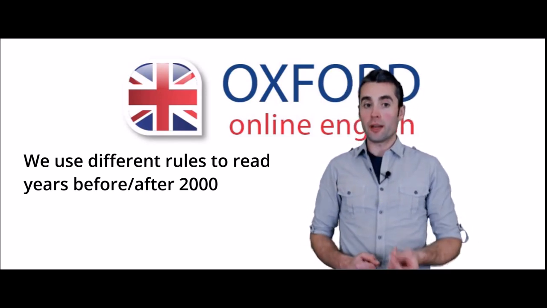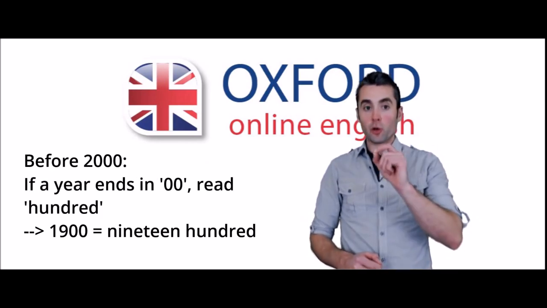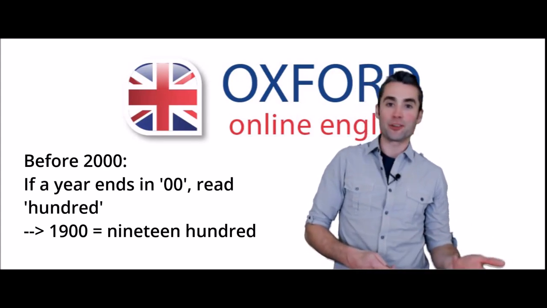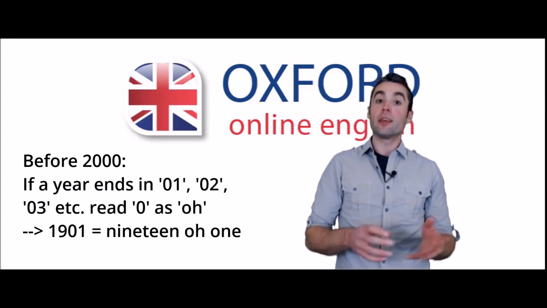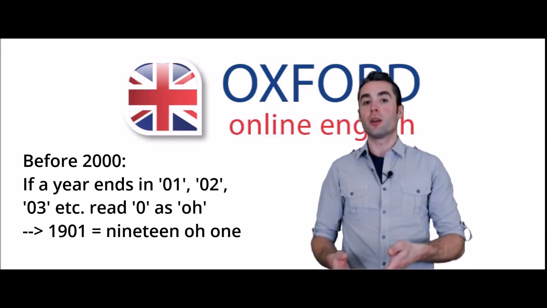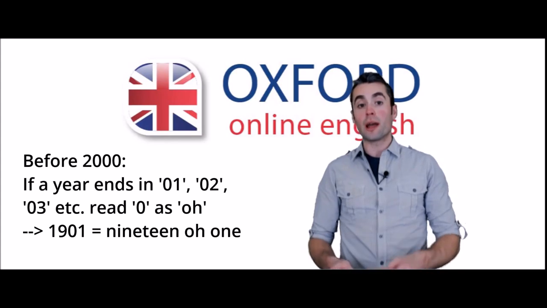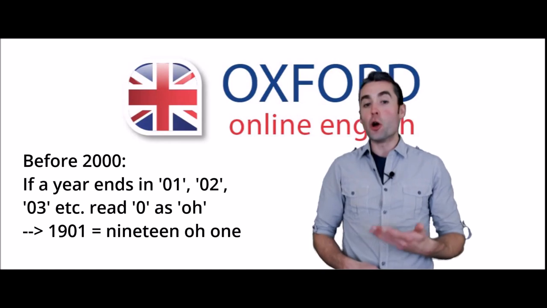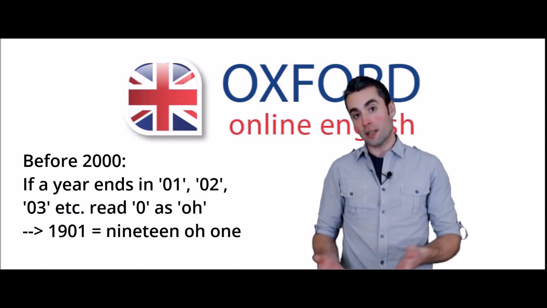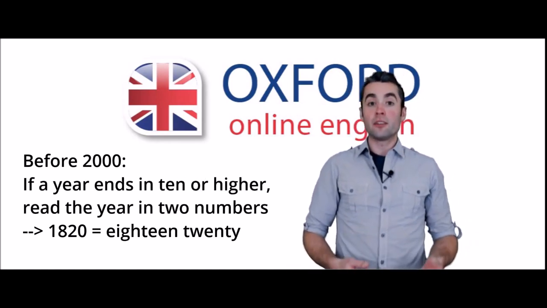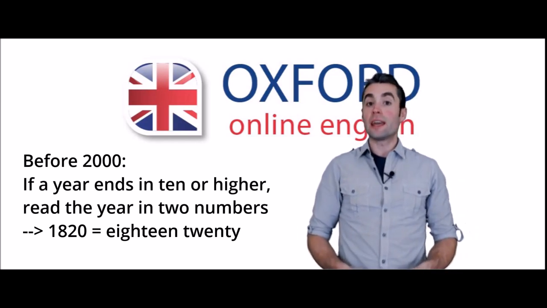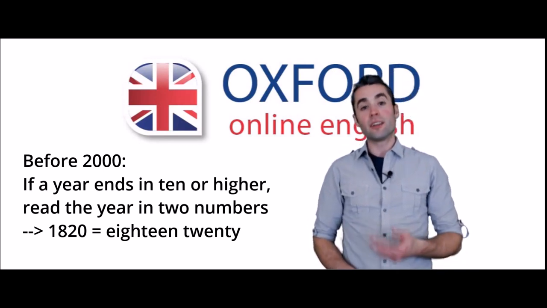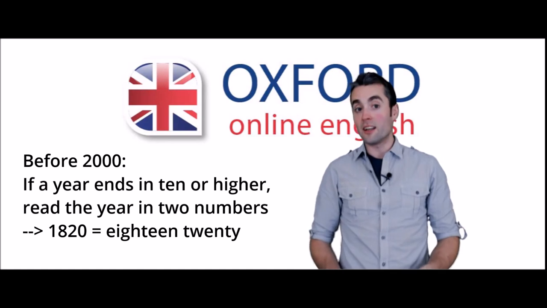So for years before 2000, if the year ends in 00, use hundreds, not thousands. So say 1900, not 1900. If the year ends in 01, 02, 03, etc., pronounce 0 as O and don't say 100. So we say 1901, 1802, 1705, and so on. If the year ends in a number bigger than 10, say the year in two parts. For example, 1820, 1955, or 1999.